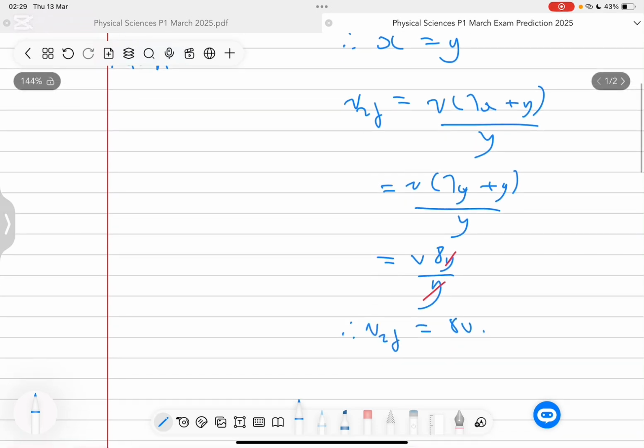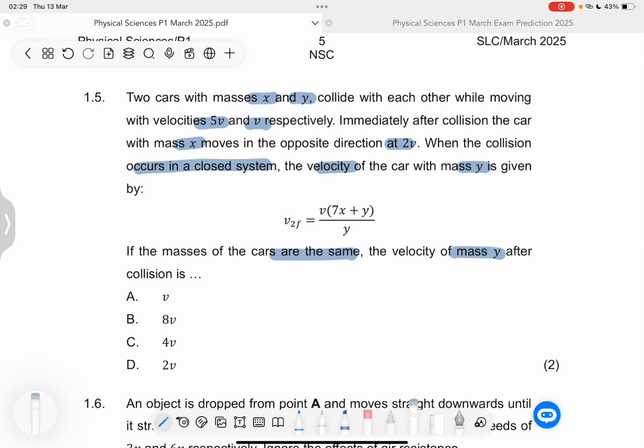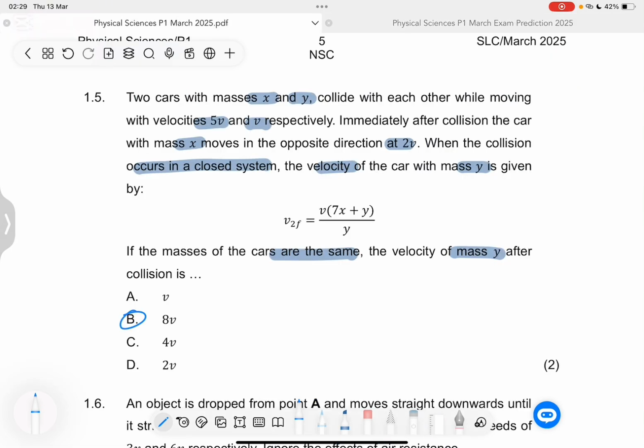So what this means is that the final velocity of mass y would be 8 times its velocity before collision, because remember, the y mass has the velocity of v before collision. So if the masses are the same, this velocity would have increased by 8 times. And on our options here, we can see that option B is actually the correct option. So for 1.5, our option would be B.